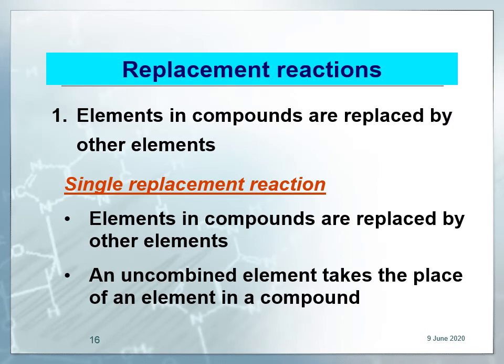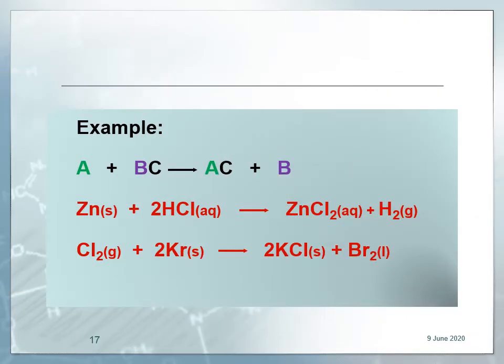Next is replacement reaction. In this reaction, elements in compounds are replaced by other elements. There are 2 types of this reaction, single and double replacement. In single replacement reaction, an uncombined element takes the place of an element in a compound. Here is an example of single replacement reaction, A plus BC, to form AC and B. In this reaction, A replaces B to form a new compound, AC, as product.